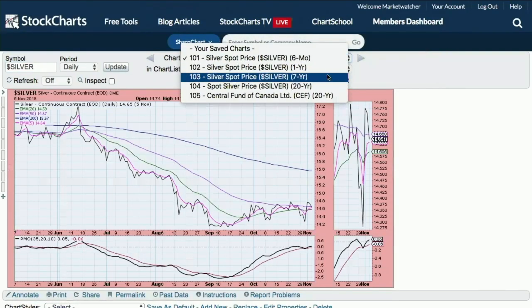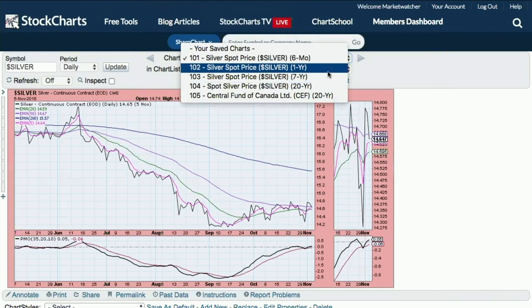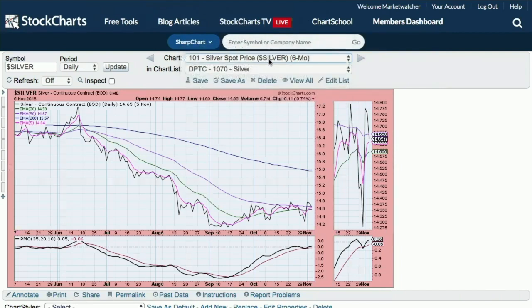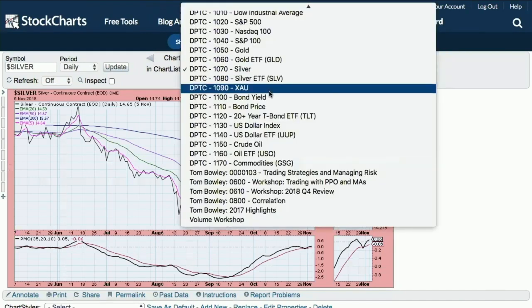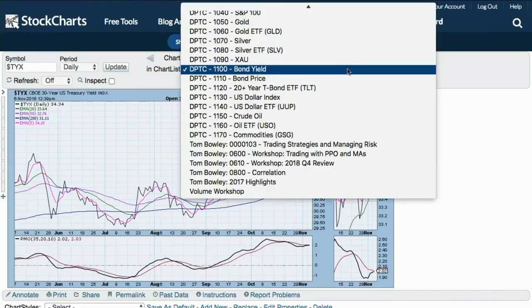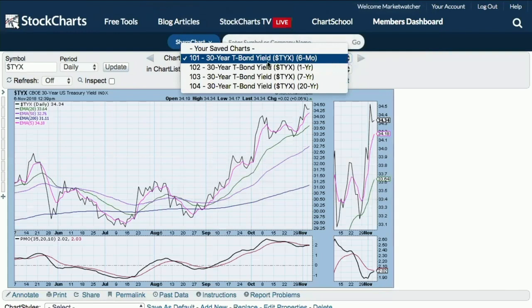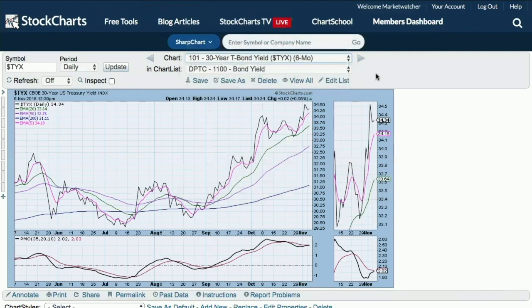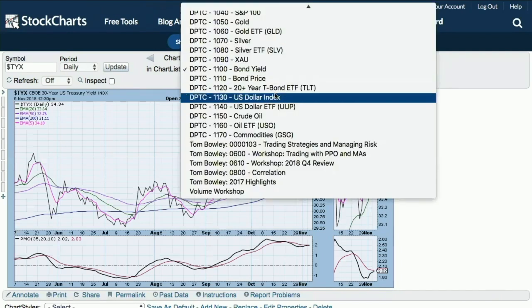You can see we have all of the different price charts up through 20 years, and then also the CEF, which is Central Fund of Canada, which also includes silver. Bond yields. Again, this all gives you trend and condition for each of these areas. So in the case of the 30-year Treasury bond yield, of course, it's pre-done with the PMO, and we have all of the different time periods already there for you.